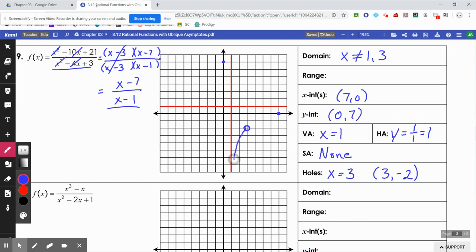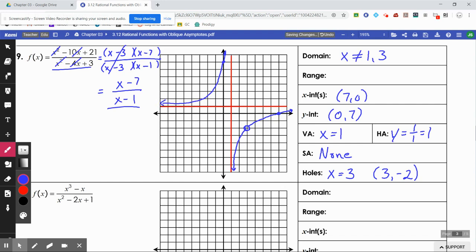Follow your vertical asymptote. And then up here, follow your horizontal asymptote. Same thing up here. You've already got where your graph's going to be, so you're going to follow it there. And then you're going to come down here and follow it here as well.